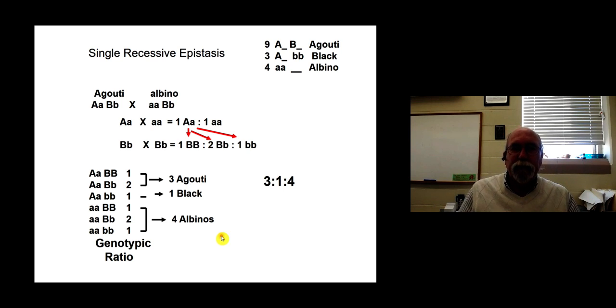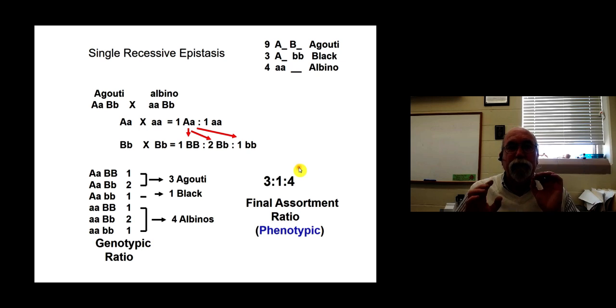That's the final ratio. Now, what kind of ratio is it? Think about it. You can answer. What ratio is this 3 to 1 to 4? Okay. Well, it's phenotypic, right? It's the way things look. And it involves more than one locus, so therefore it is an assortment ratio.